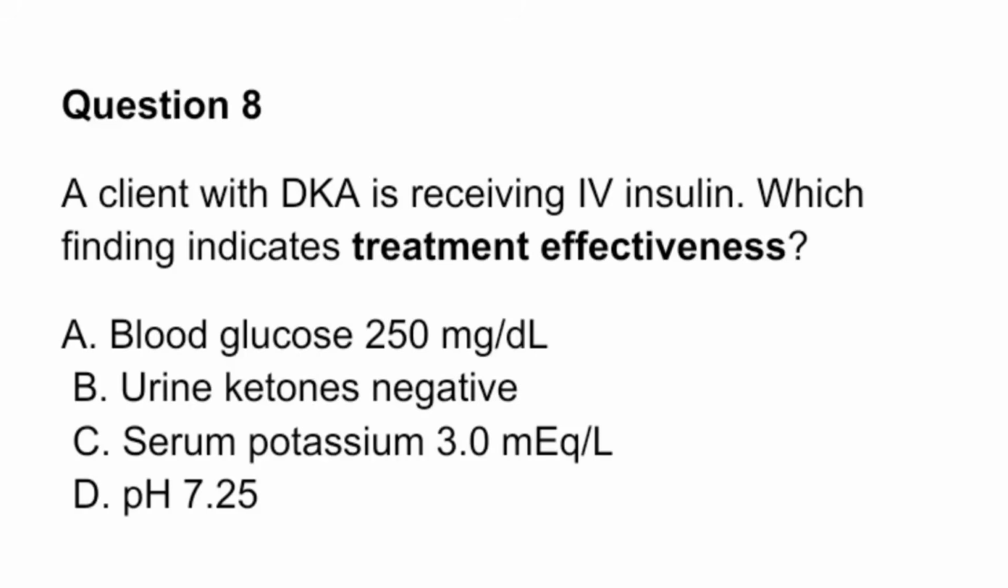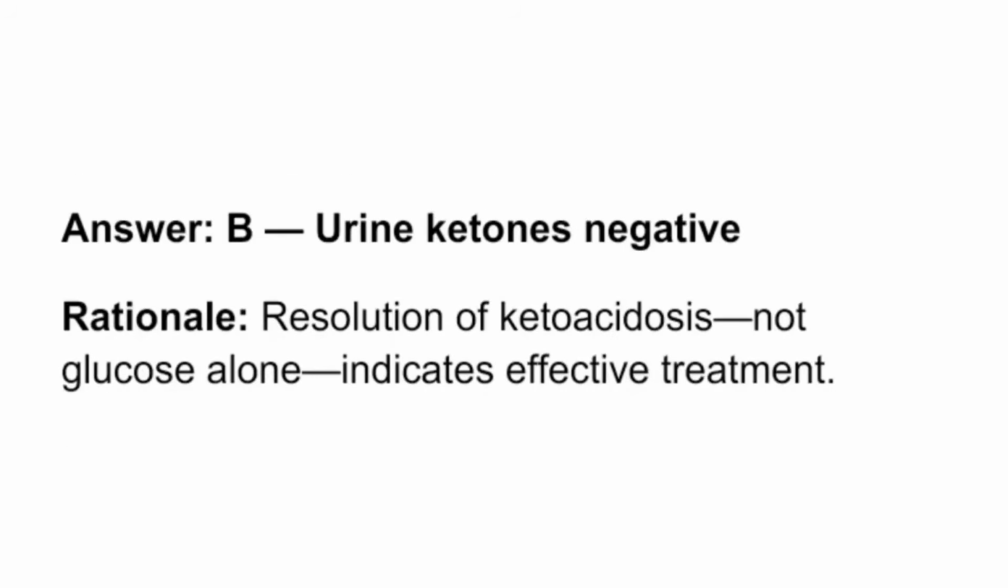Question 8. A client with DKA is receiving IV insulin. Which finding indicates treatment effectiveness? A. Blood glucose 250 milligrams per deciliter. B. Urine ketones negative. C. Serum potassium 3.0 milliequivalents per liter. D. pH 7.25. Answer: B. Urine ketones negative. Rationale: resolution of ketoacidosis, not glucose alone, indicates effective treatment.